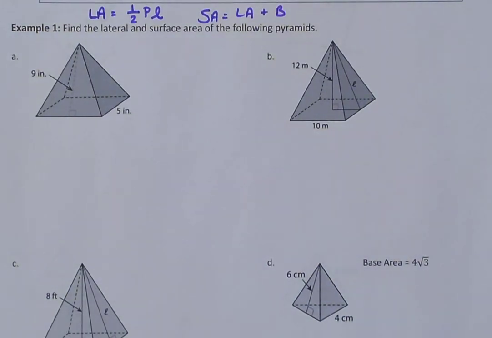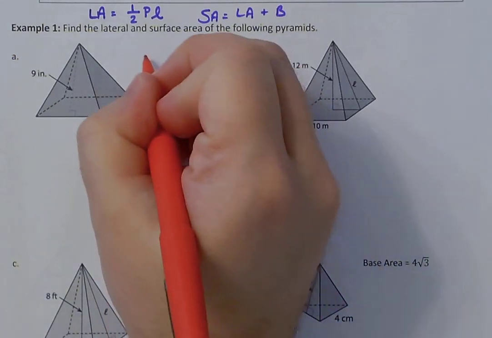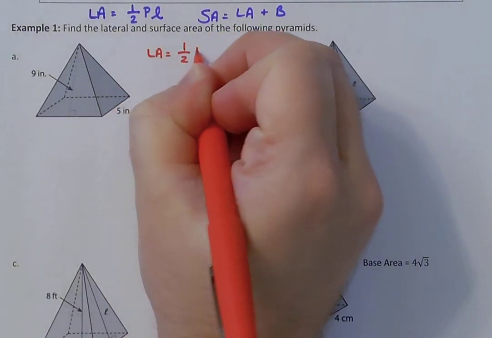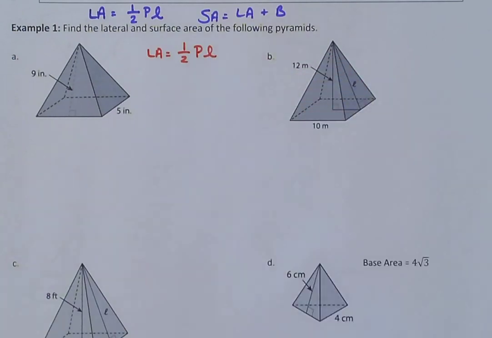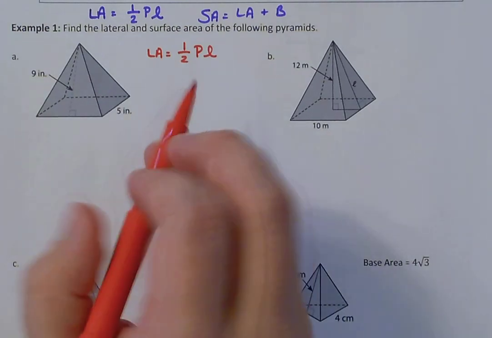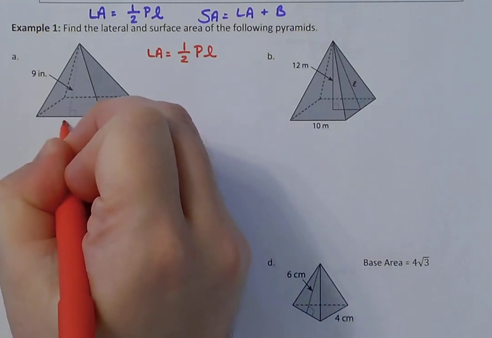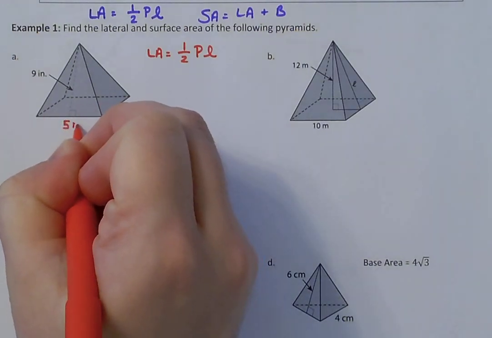All right, so we're going to start with lateral area for example 1. Lateral area is 1/2 times the perimeter of the base times the slant height. So we have a rectangular pyramid. Actually, this is a square pyramid. So if this is 5 inches here, that means that this is 5 inches as well.